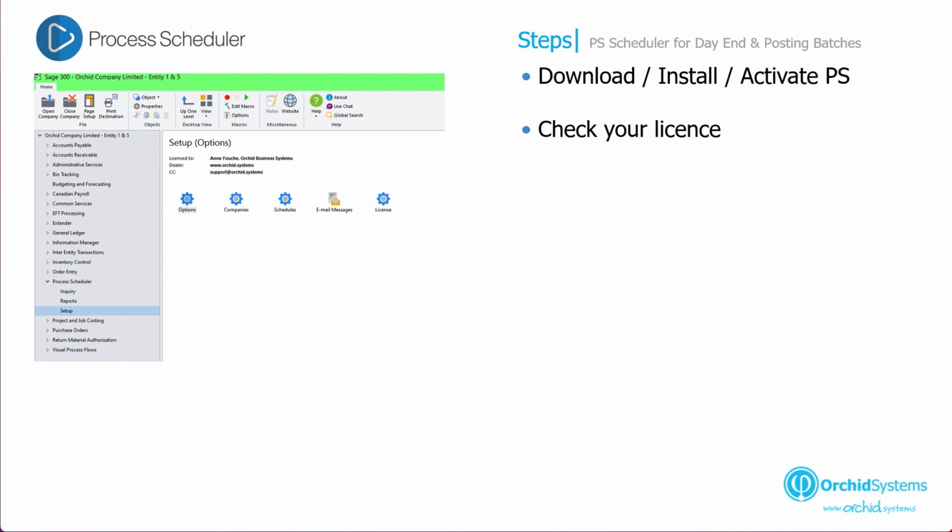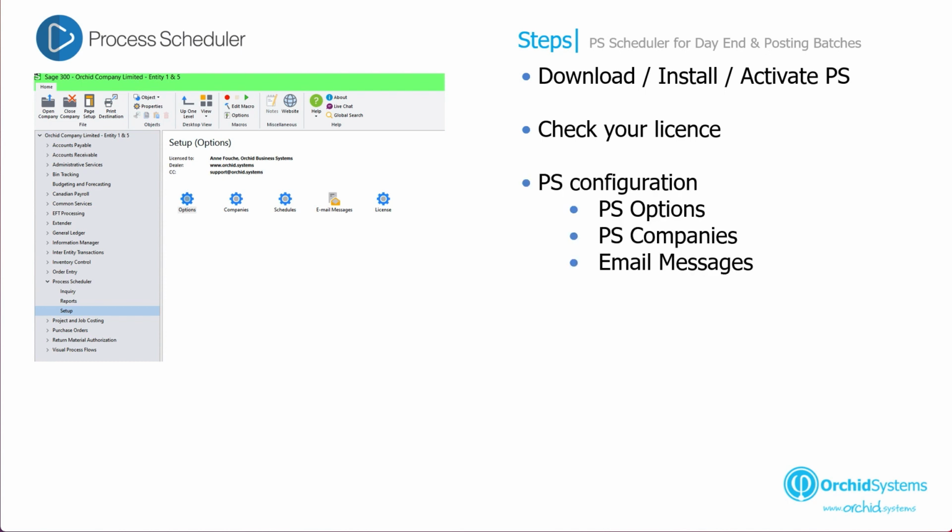We're then going to check our Process Scheduler license and then do the configuration we need to set up Process Scheduler. We're going to configure the Process Scheduler options, the Process Scheduler companies, and the email messages that we're going to use in our schedules.